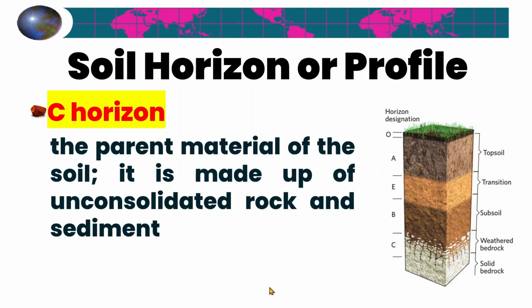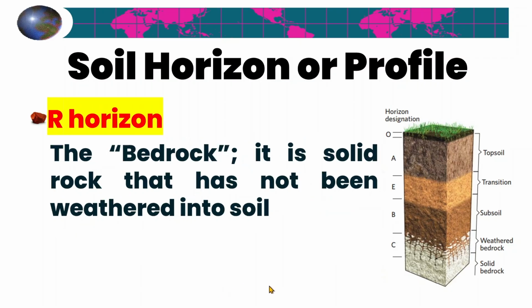This layer hasn't been much affected by soil forming processes yet, but it serves as the foundation from which the upper layers develop over time. And finally, beneath it all, we reach the R horizon. R horizon is known as the bedrock. It is solid rock that has not been weathered into soil. This is the base layer. Over long periods of weathering of this rock, it gives rise to the layers above it.